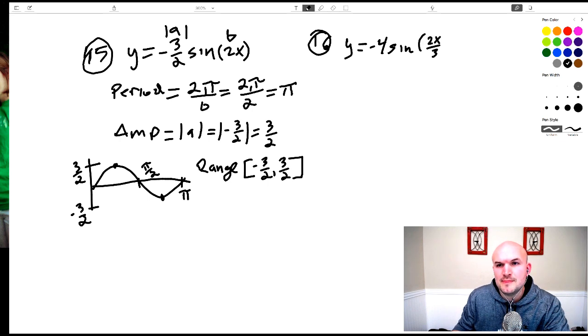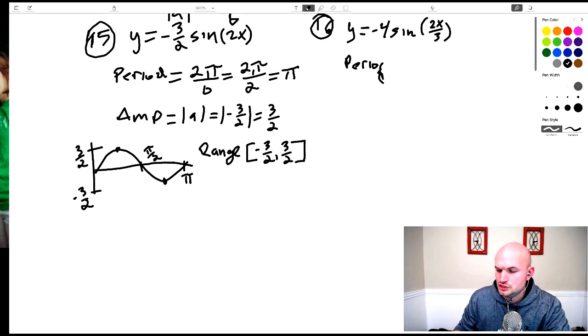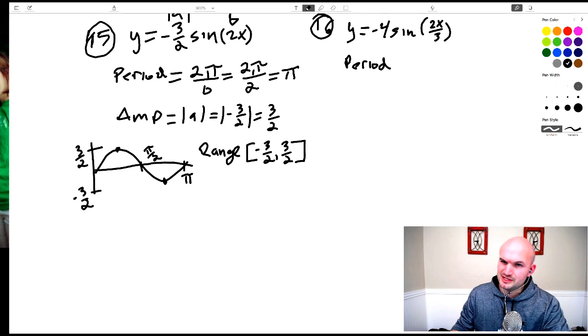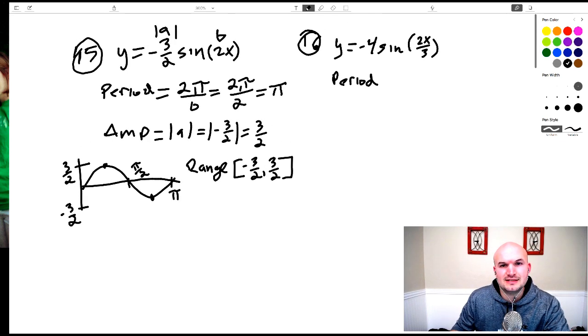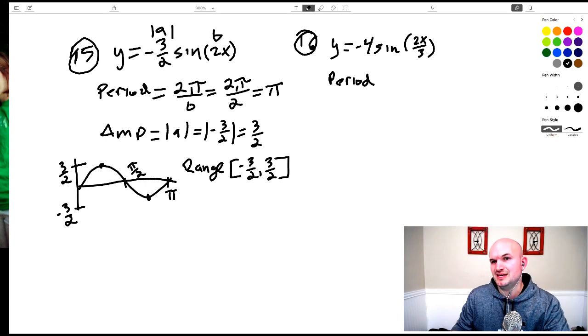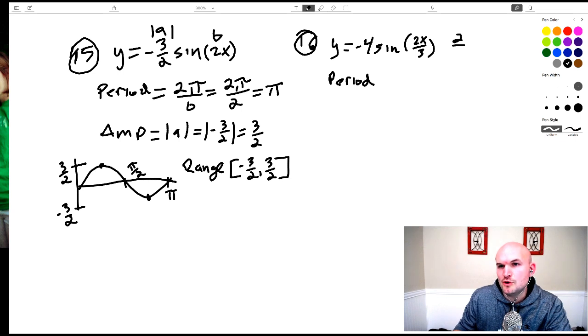2x over 3. Okay, and in this case, if we want to find the period, again, we're taking our 2 pi divided by our b. Now in this case, b kind of looks a little bit weird because over here, b was 2, right? And it might be a little confusing as far as what your b is here. Is it 2 or is it the 3? So just remember that 2 over 3x is the same thing as 2x over 3.